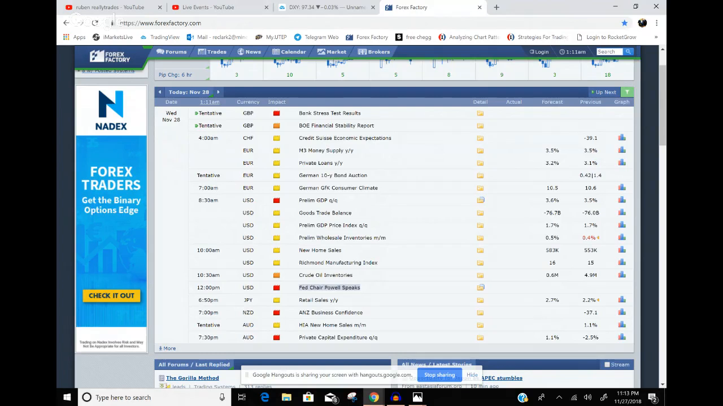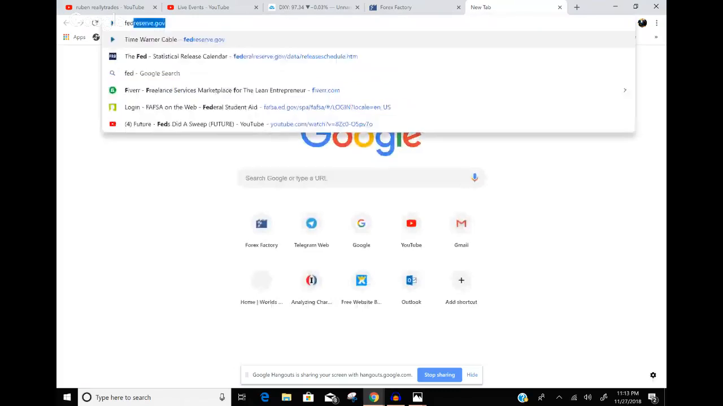So this is something that's very important. A lot of the times they actually talk about very important news articles that you guys are able to check out. And once again, a quick website to go to for all of this right here is federalreserve.gov.